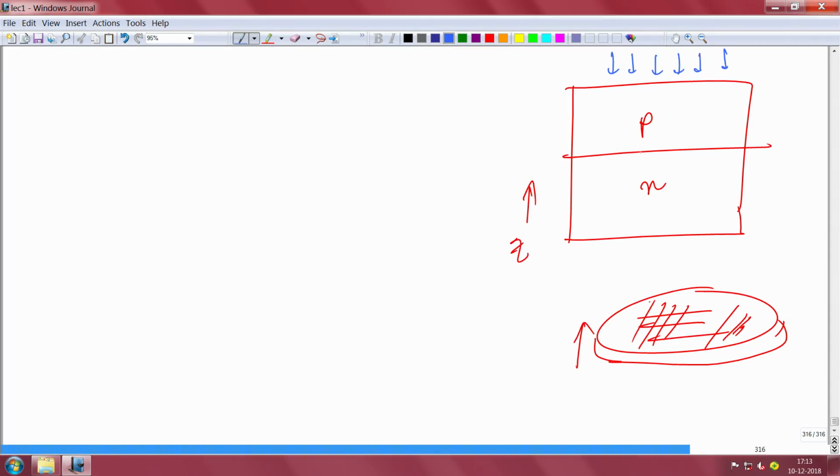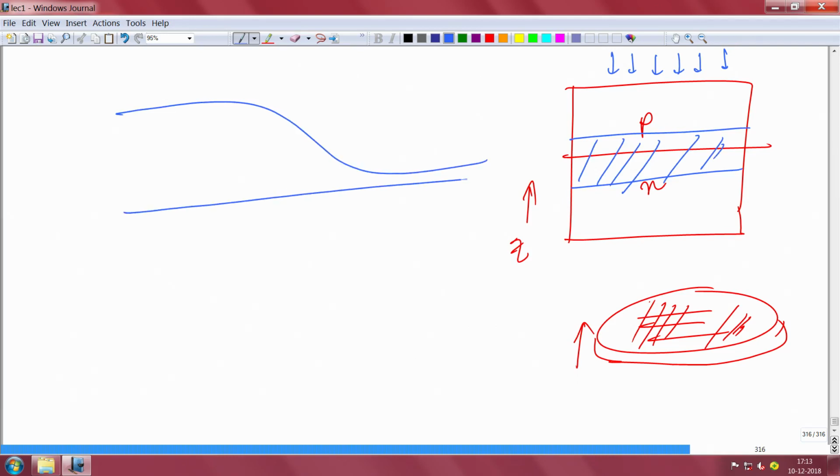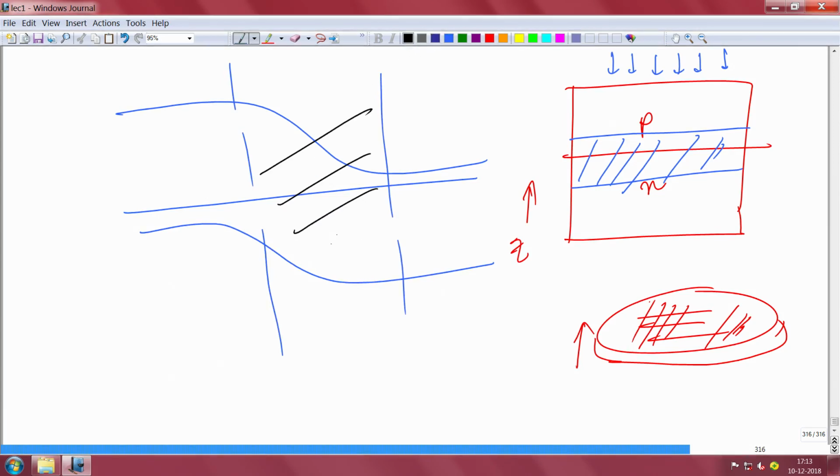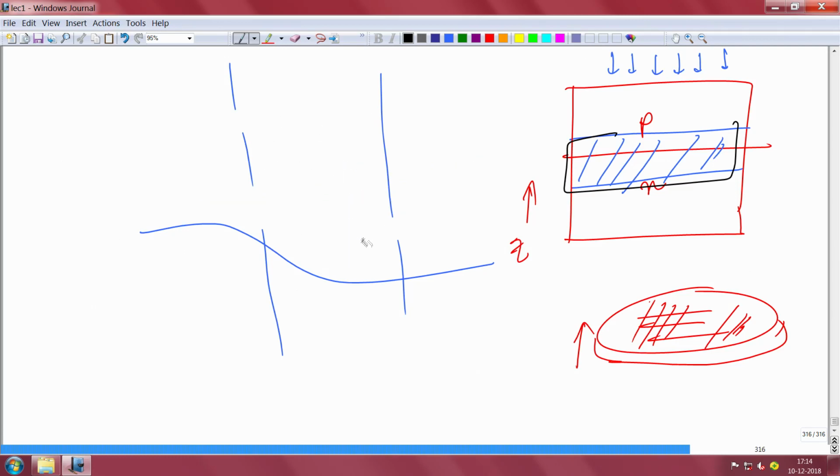A silicon p-n junction will have a depletion region that I define as this. This is your depletion region. Remember, if I draw the band diagram, it will look like this. This is your depletion region, if you recall. Photons absorbed only in the depletion region will contribute to electricity, by the way. Please remember, photons absorbed only in the depletion region will give you electricity.